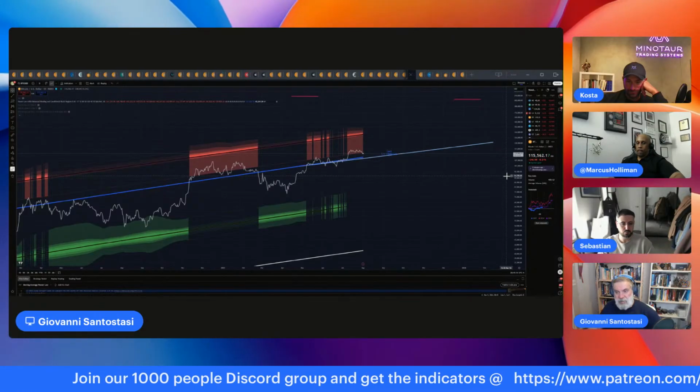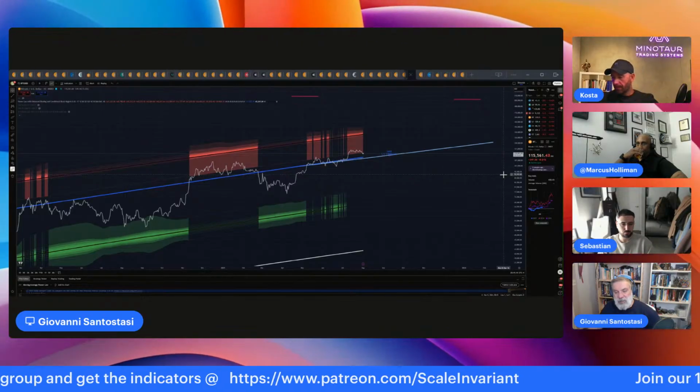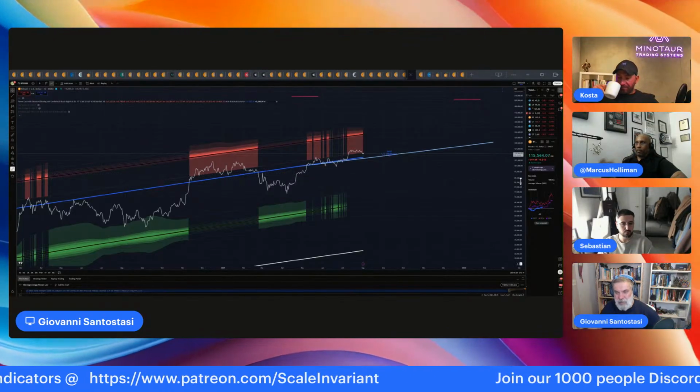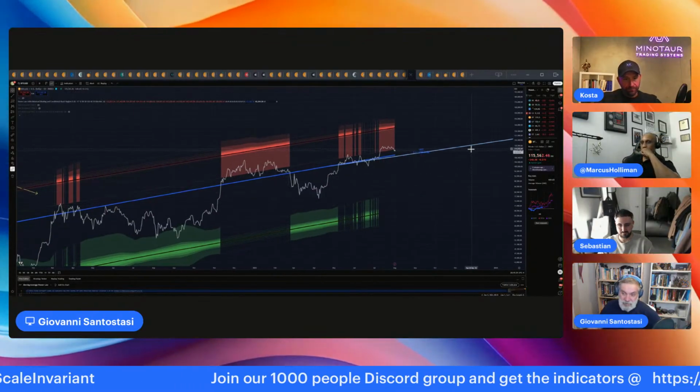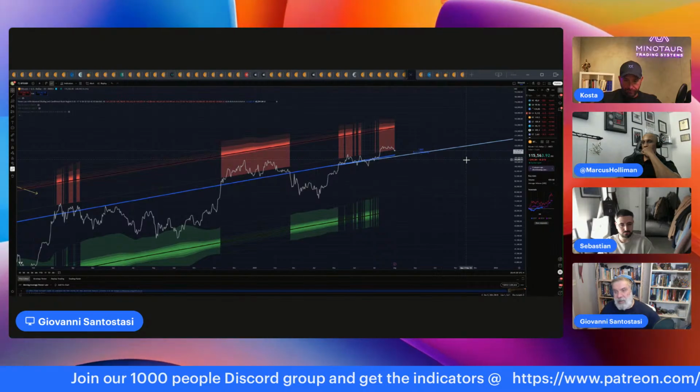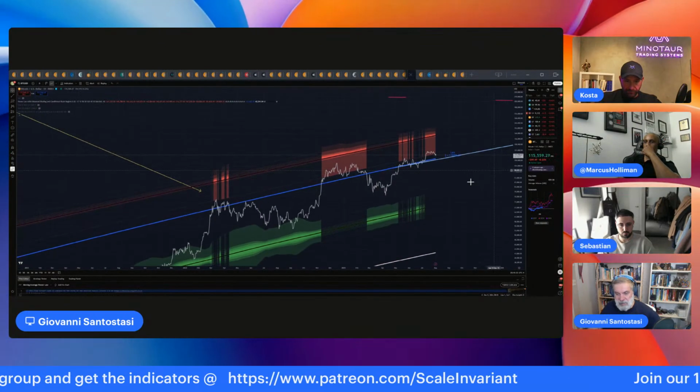It seems that Bitcoin is floating around the power law. It likes the power law too much. So that is okay, because if we continue to move along this line, it's fine, but it's different from other bull markets that we had in the past.